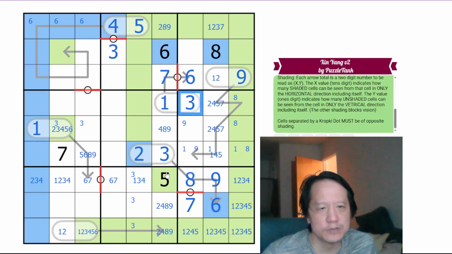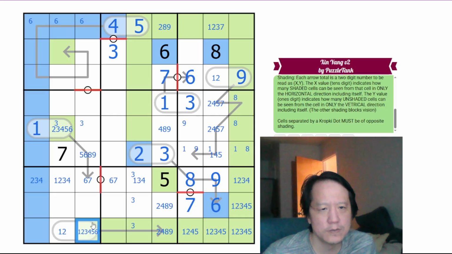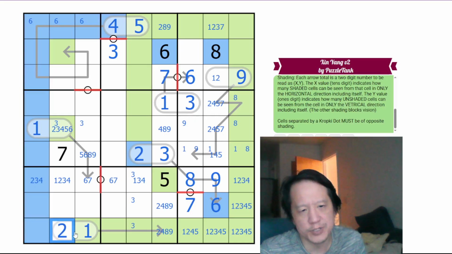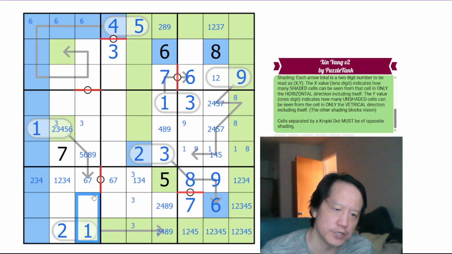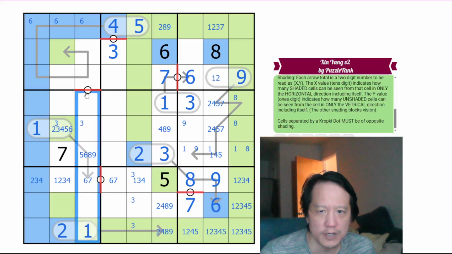This sees 3 also. 5, 2 through 6. If this were 1, this would have to be 2. But then this would see only 1 that's unshaded here. So we have, this would have to be C2, so it would see 2 there. Therefore, this would have to be green. But then the problem is this would see only 1 unshaded cell in the vertical direction. So this would have to be blue.